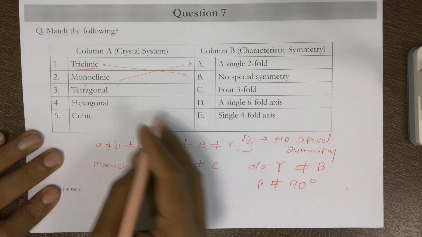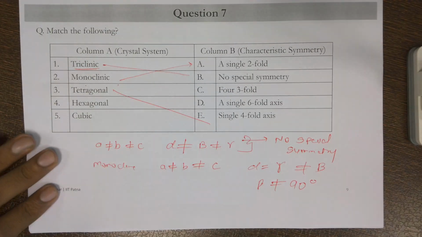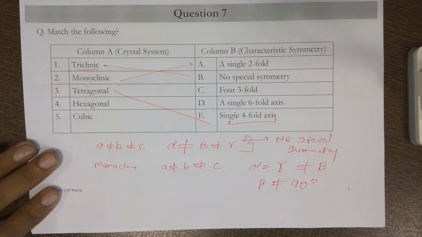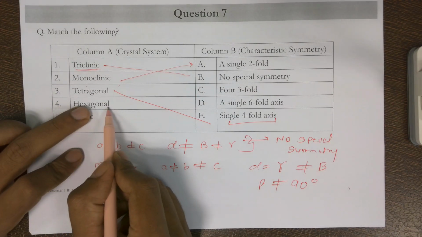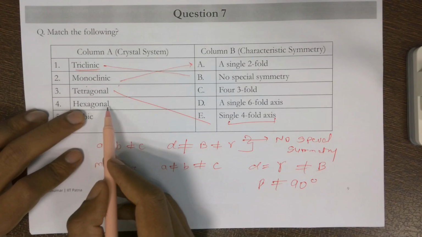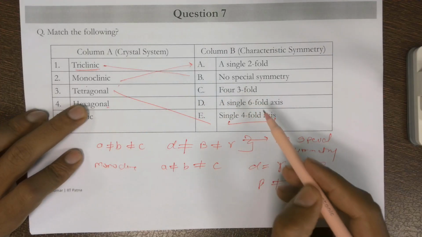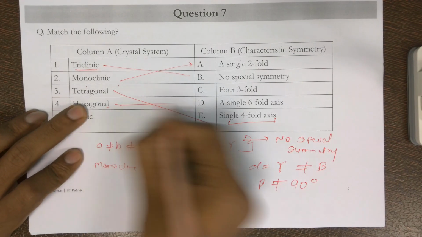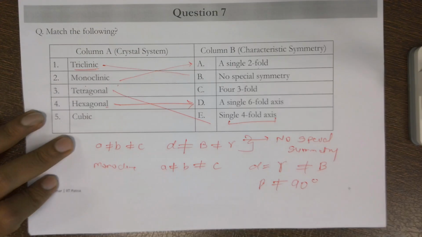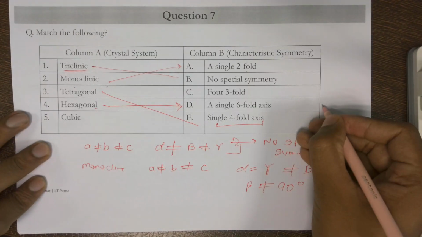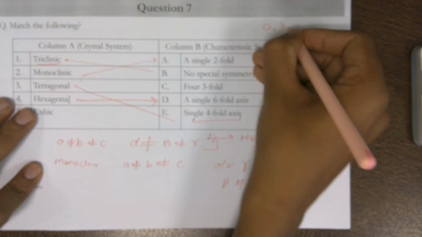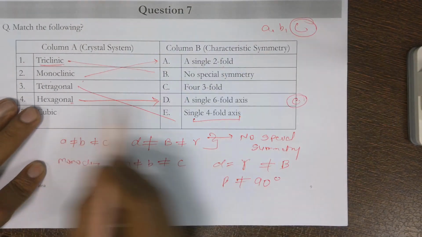Tetragonal is going to match with a single fourfold axis. Very good. Option E is the right answer. It has one single fourfold axis. Hexagonal. This is something which we have discussed. So hexagonal will have which of them? Option D. Very good. A single sixfold axis will be there, which is about the C axis. In hexagonal, we have A, B and C axis. About the C axis, we will have the sixfold symmetry.